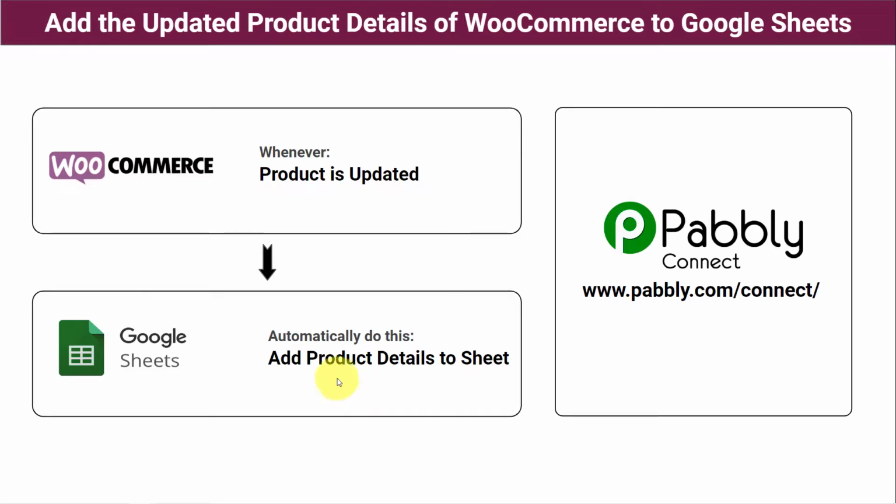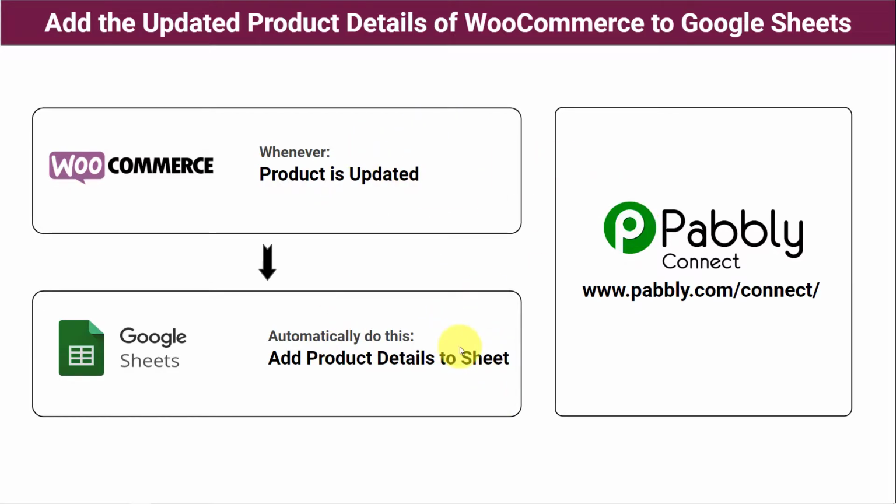Yes, whenever you update a product, let's say the name, the title of the product, the details of the same product will be added to your Google Sheets automatically without any manual efforts. Yes, it is possible. All we have to do is build a connection between WooCommerce and Google Sheets with the help of an integration and automation software, Pabbly Connect. And you do not need to know any coding for that. Just follow my video till the end and you will be able to do that too.